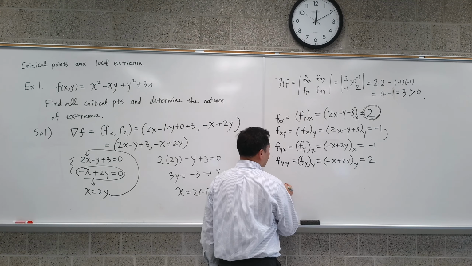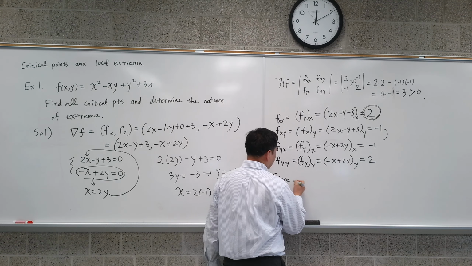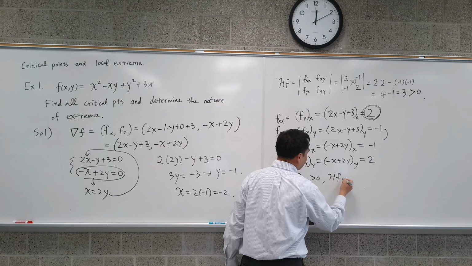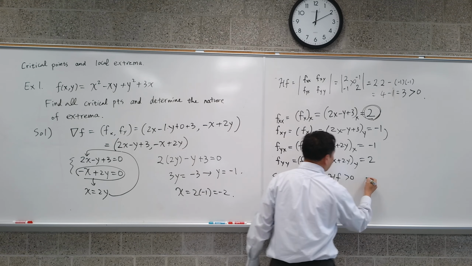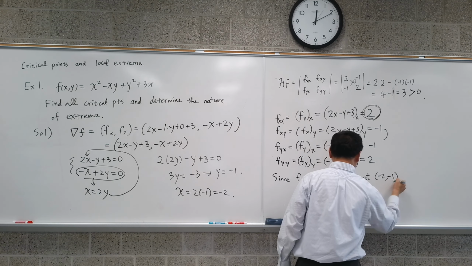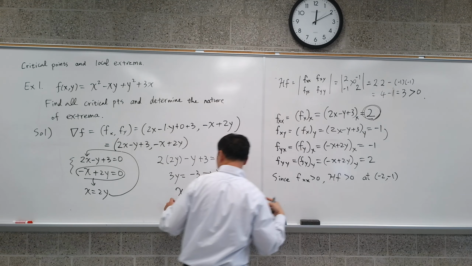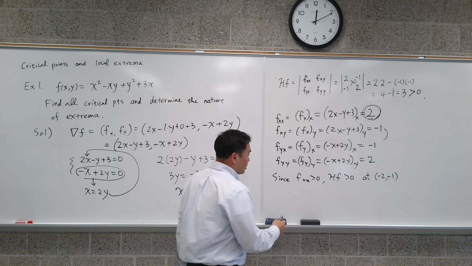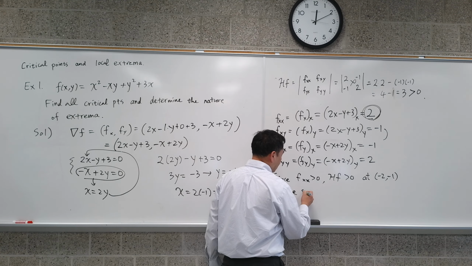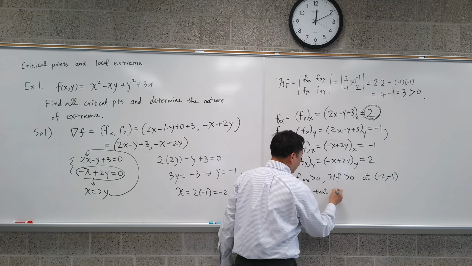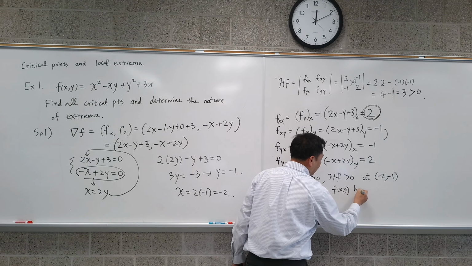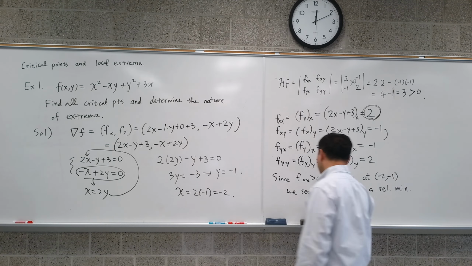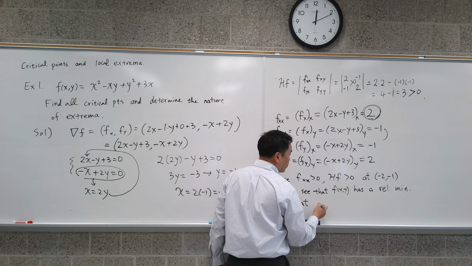So therefore, since fxx is positive and the Hessian of f is positive as well at negative 2, negative 1, which is the critical point. It's a critical point because we know that at these two places, both of these are 0. So the gradient is 0. We see that f has a relative minimum at negative 2, negative 1.